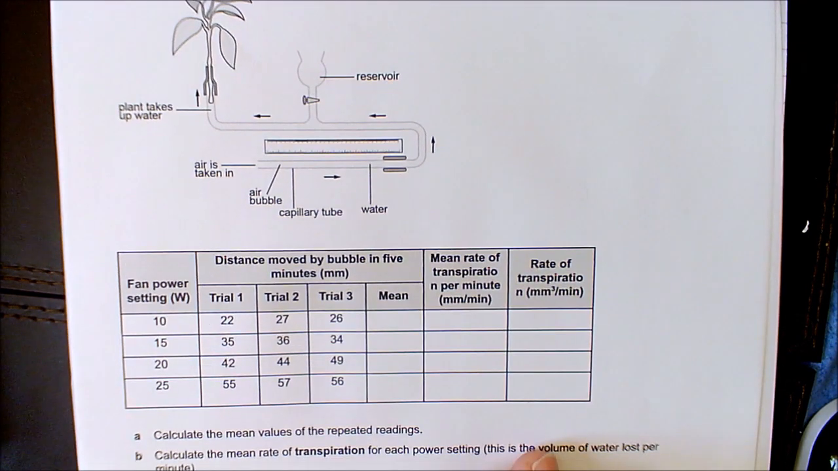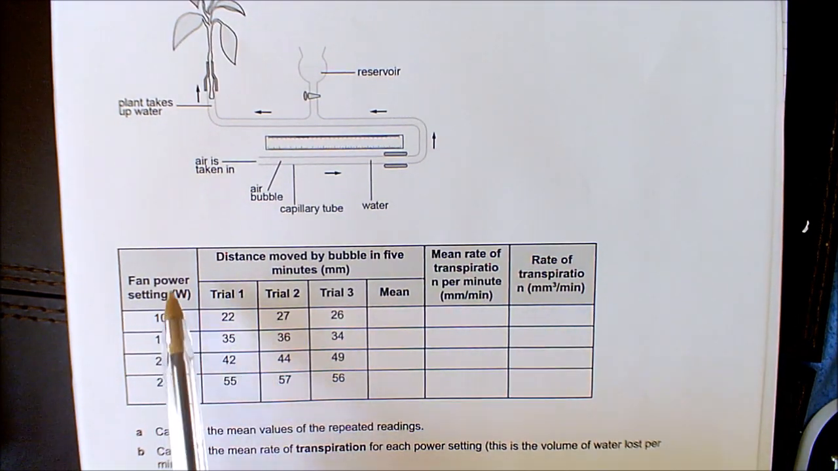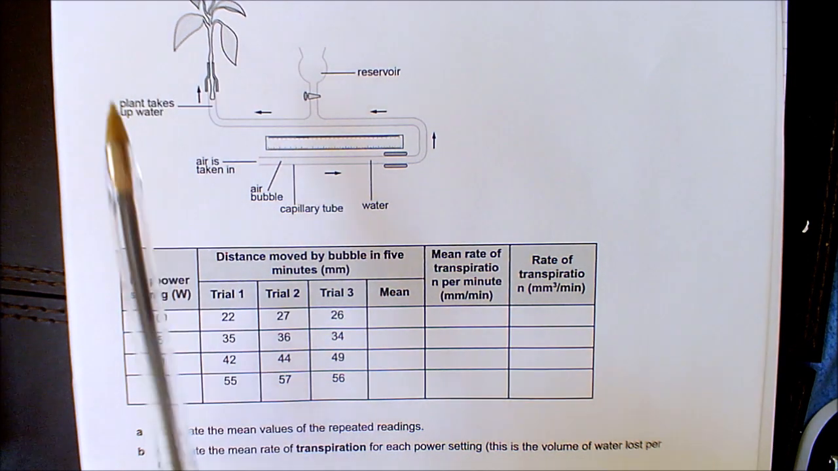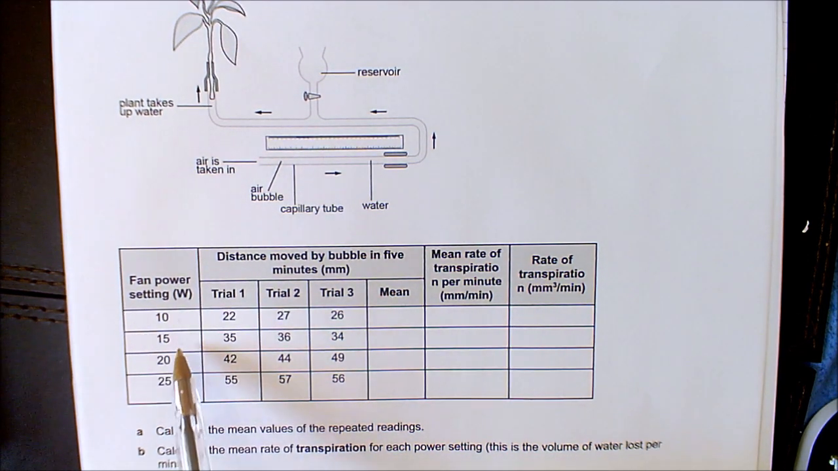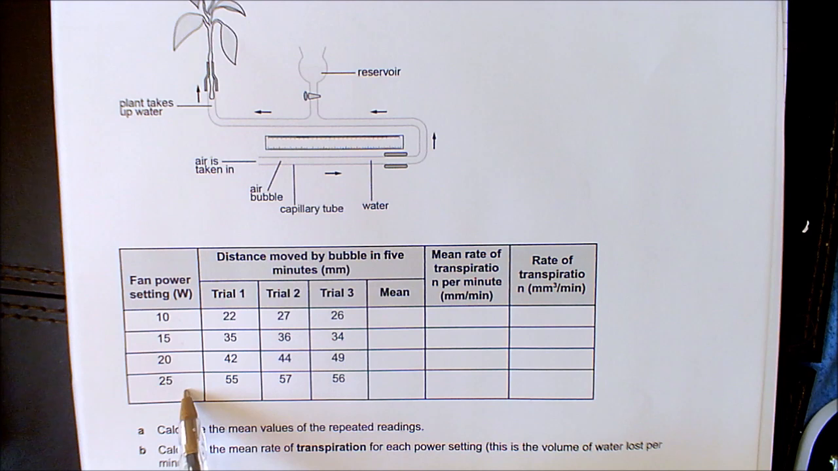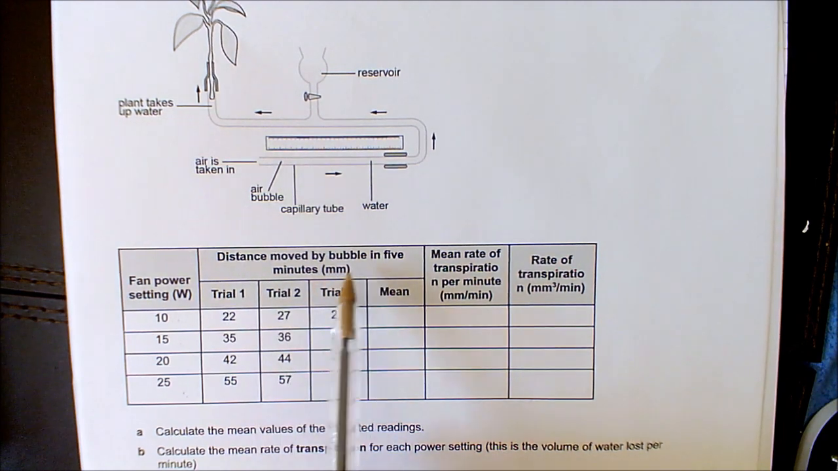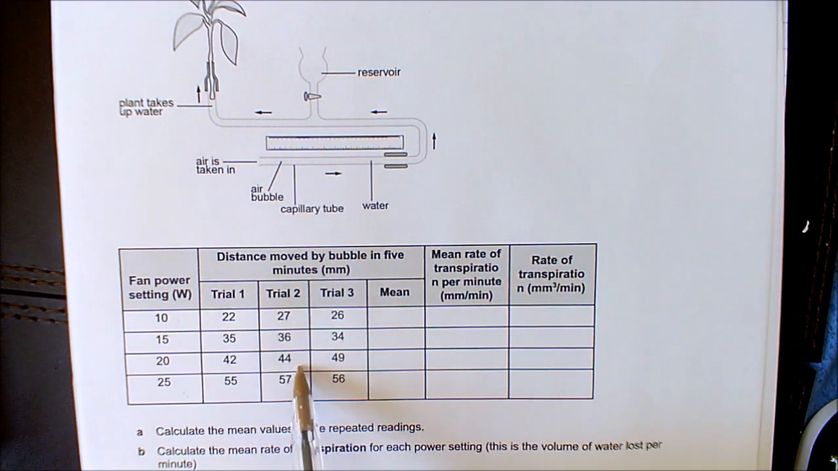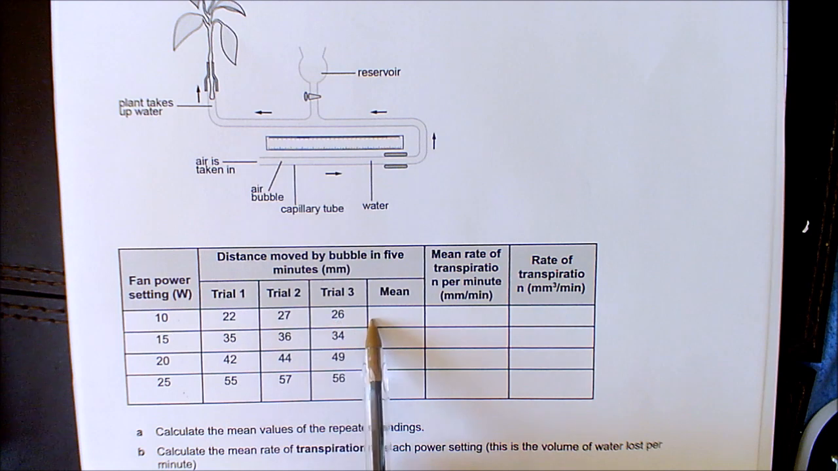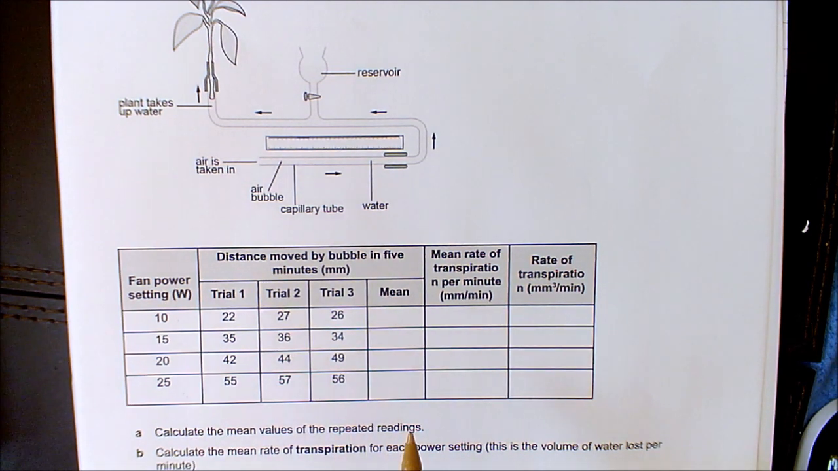So here we've got our results. We've had a fan blowing onto the leaves. So we've got 10 watts, 15 watts, 20 watts and 25 watts. That's different power ratings. So the 25 is obviously going to be the biggest power rating. And the distance moved by the bubble in 5 minutes is shown. And this person has repeated their experiment 3 times. So the first thing we need to do is calculate means for each one of these.